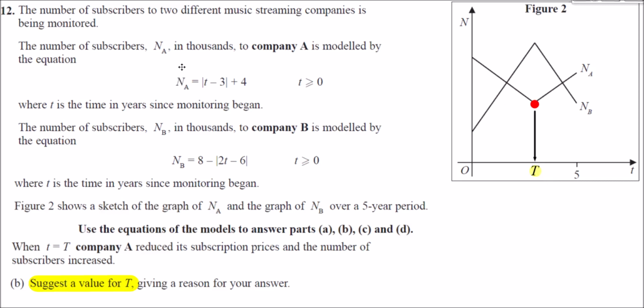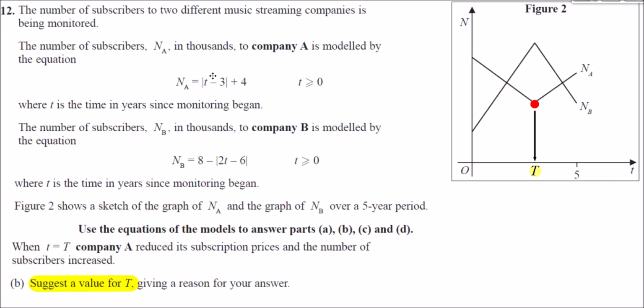So if we look at the equation for company A's subscribers, I think it's fairly clear to see the critical value of t is when t is at 3 itself. If t is less than 3, what's inside the modulus will be negative, so we have to times this by -1.